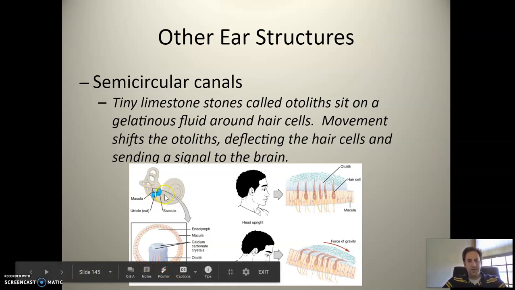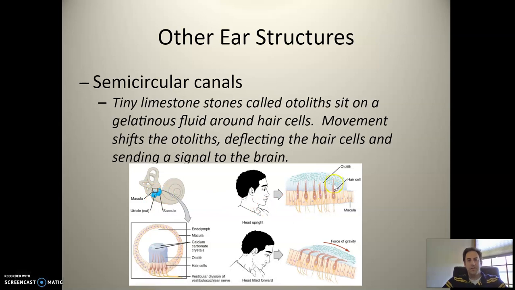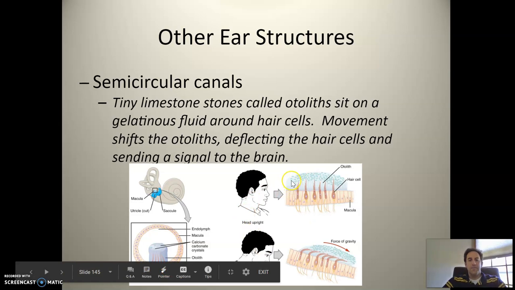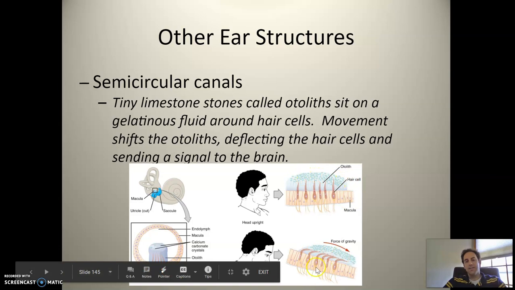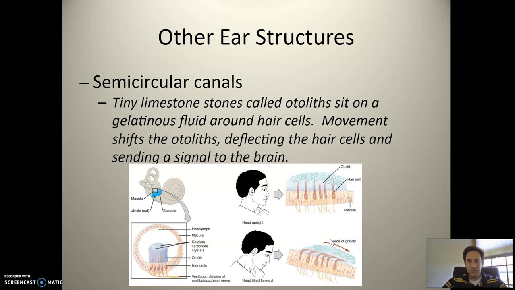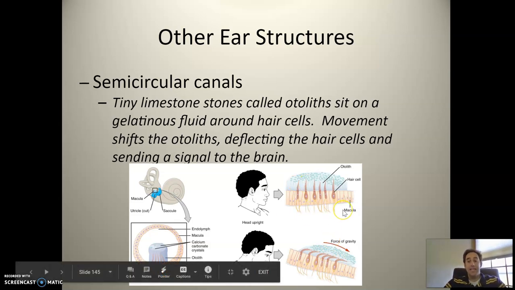Inside these semicircular canals, you've got these little hair cells, just like in your ear, but they're in this kind of gelatinous, oozy fluid. And floating in that fluid are basically little limestone rocks. They're called otoliths, but essentially they're rocks. And if you bend your head forward, that slimy ooze moves down and drags the rocks and bends the hair cells and says, hey, your head has just changed position. So as you move your head, you're moving those rocks around and bending hair cells, and that's how you know what orientation your head is in.